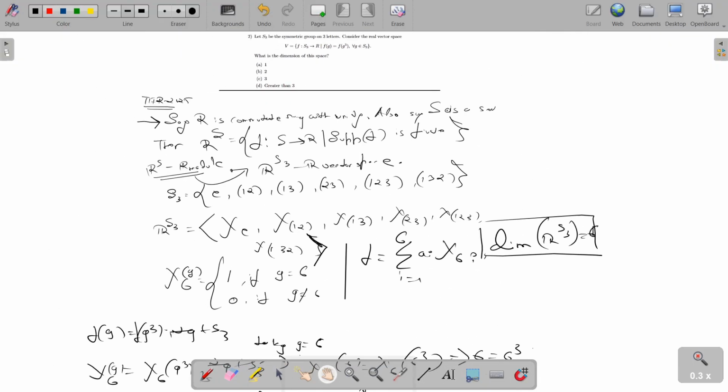In our question, statements 1 and 2 are given. So 1 is false, 2 is also false. Now the dimension might be 3 or might be greater than 3.